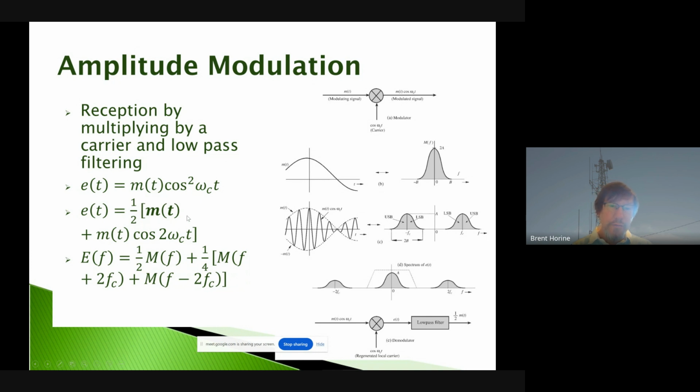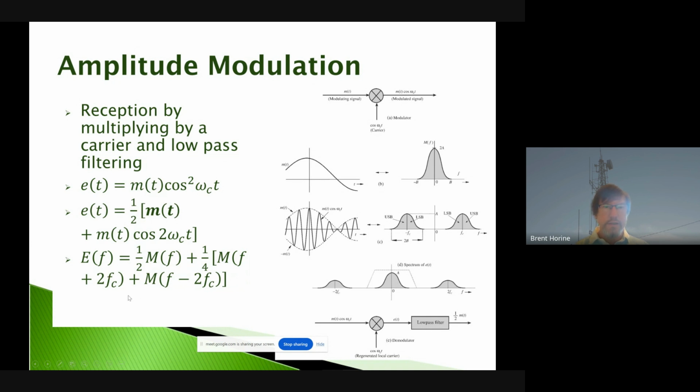Note that now we've retrieved, or we've isolated, our original message, right? But we still have this term along here, but it's at twice the carrier frequency. This is a low pass information signal again. So that's what this low pass filter is. So we low pass filter, we get rid of this. That's actually pretty easy to do. And so we've retrieved M of t in terms of this e of t.